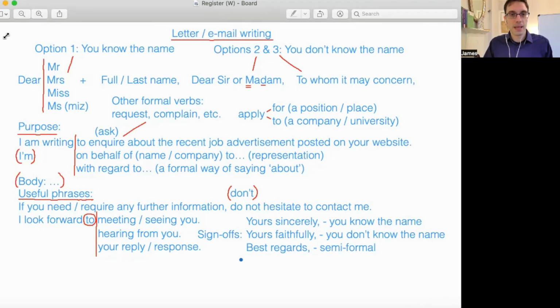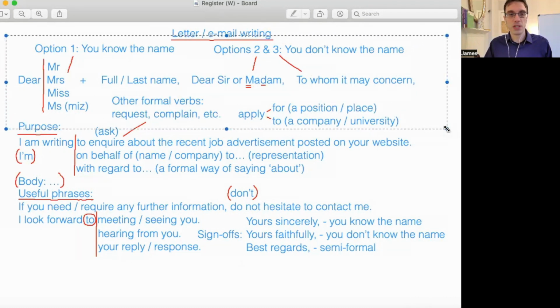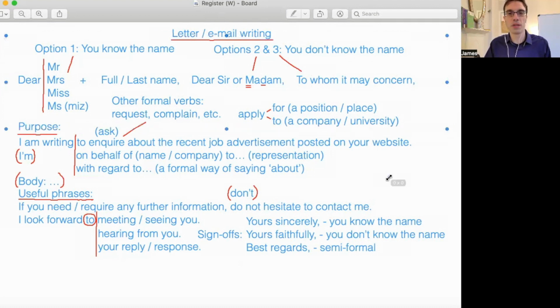Now this first part, if you're doing the general training, you might not need to worry about this so much, because usually they just tell you how to start the email. They say use Dear and then the name, okay? But it's worth looking at a few different options, because there are a few. Number one is if you know the name. If you know the name, you begin with Dear.